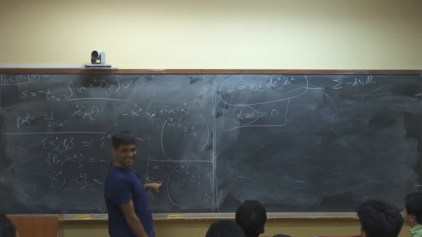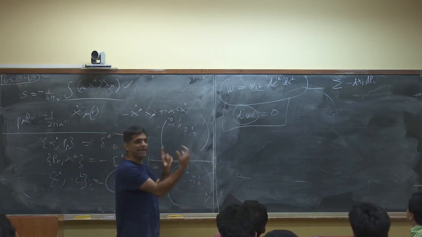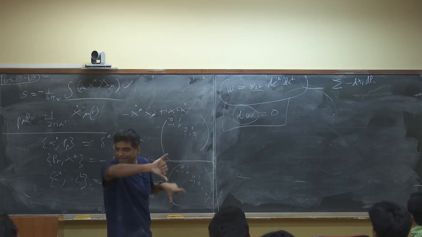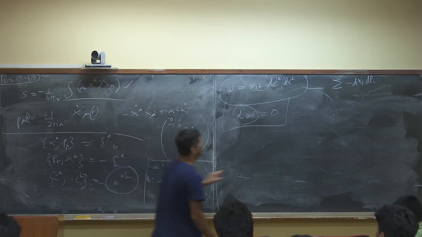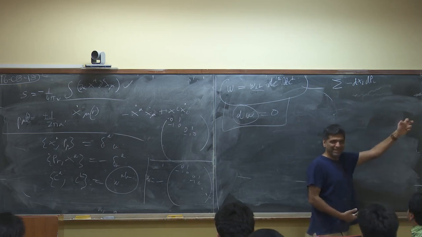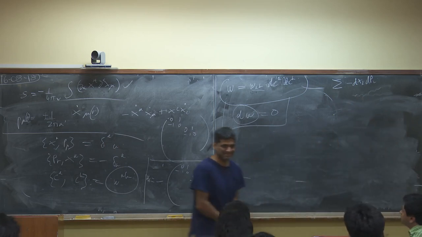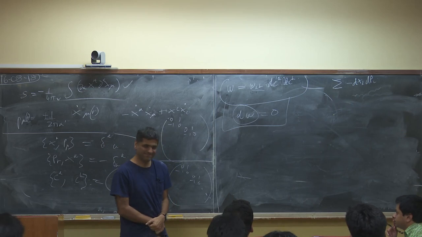That minus is this minus here. The Poisson bracket of xi and p was 1. When I did the inversion, I get the form in which x and p come with a minus. Is this clear?